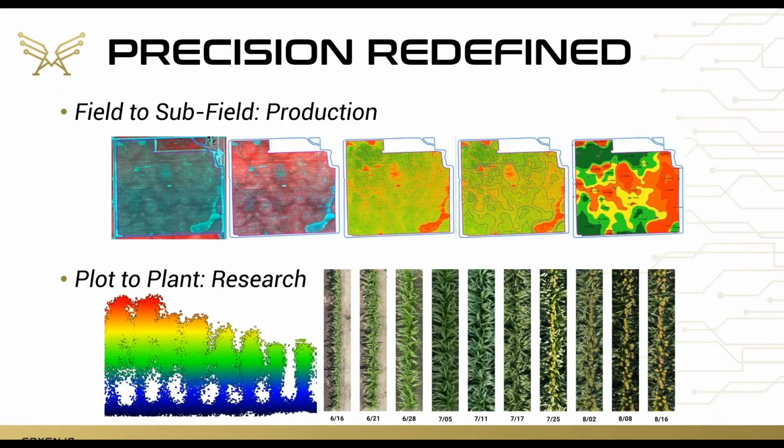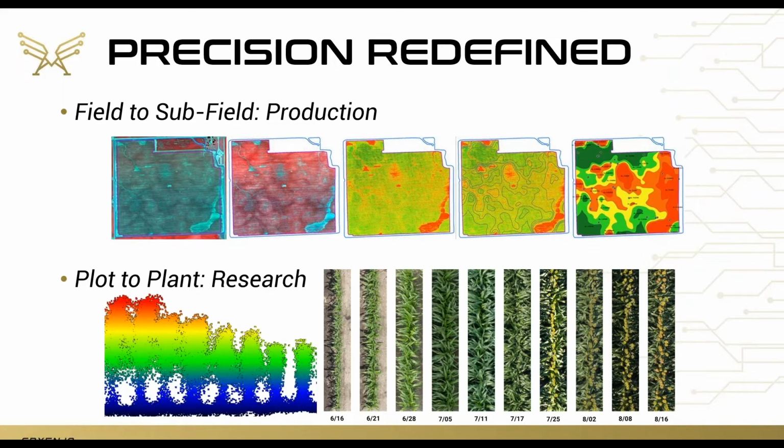So when we're talking about remote sensing, when we're talking about precision, we're really redefining that. And again, thinking about precision ag from the field to subfield level, we're talking about the plant to plot. So we have to give up scale for resolution.